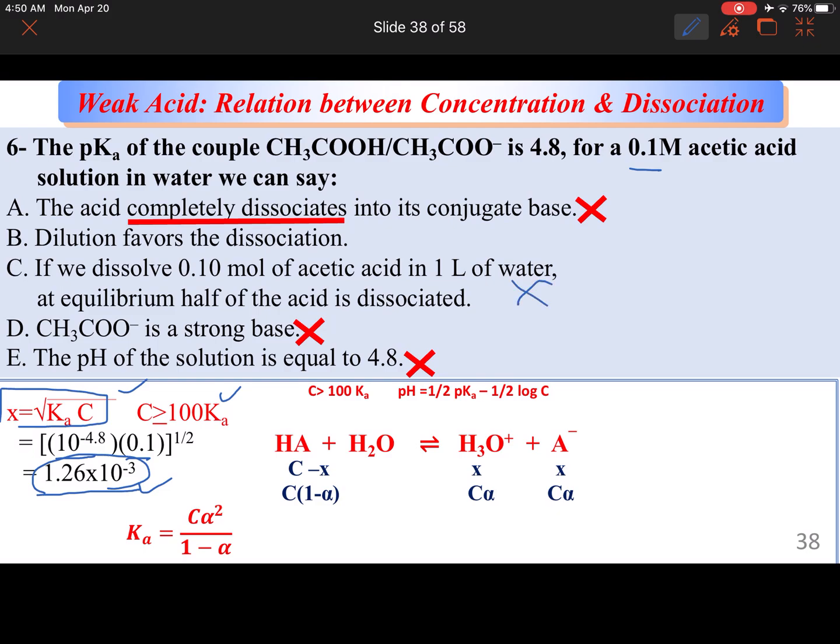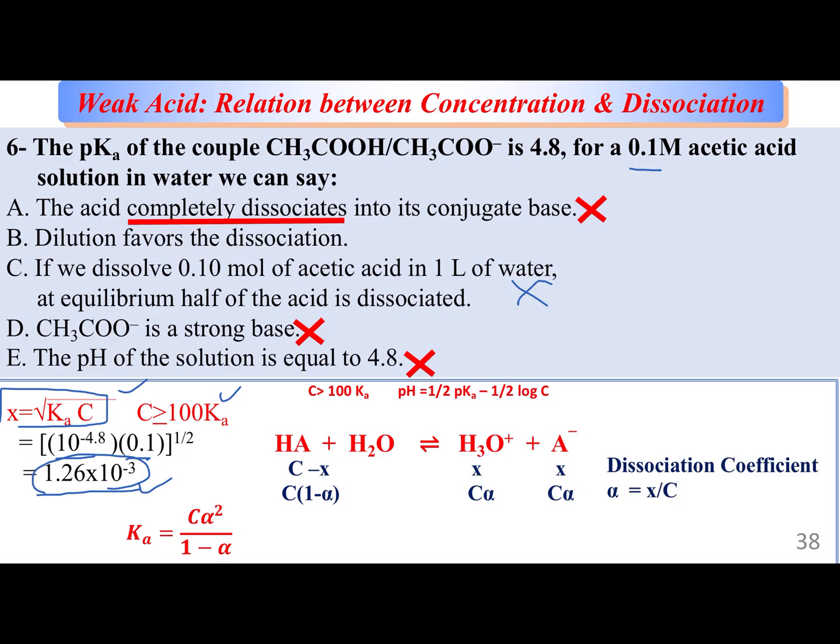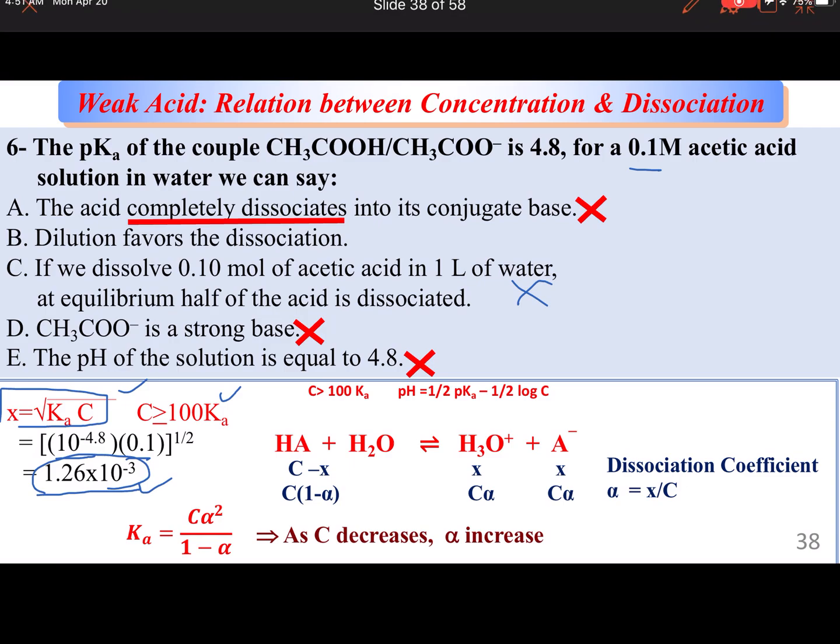Now, you could also calculate alpha if you want to, but there is really no need for alpha. But just as a reminder, as C decreases, alpha increases, or the percent dissociation increases. And so dilution favors dissociation is indeed a correct answer.